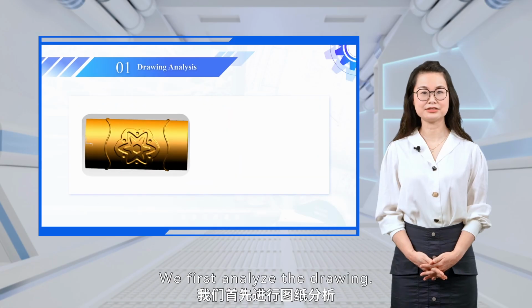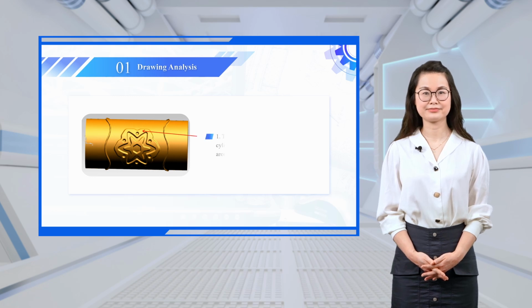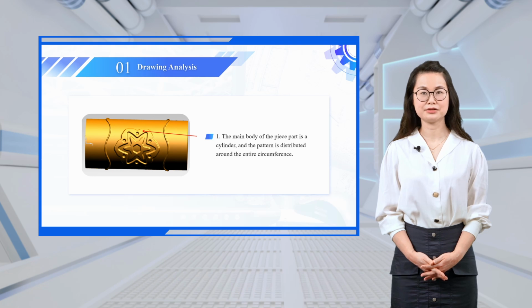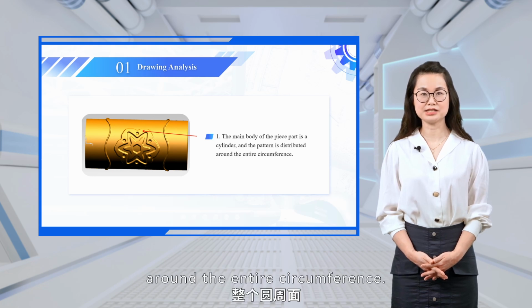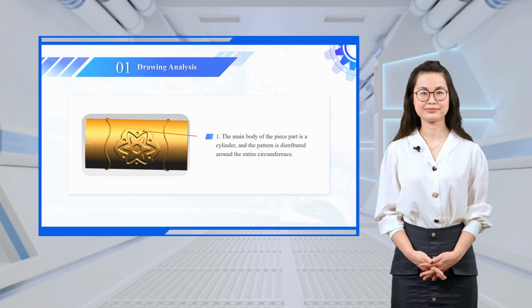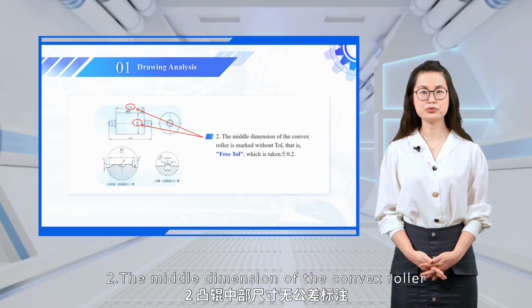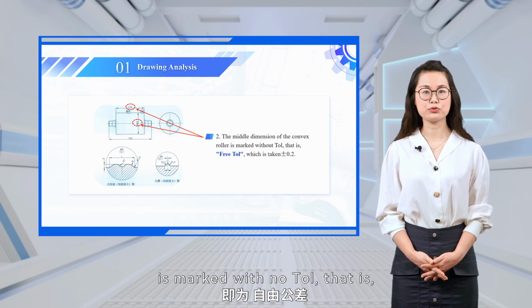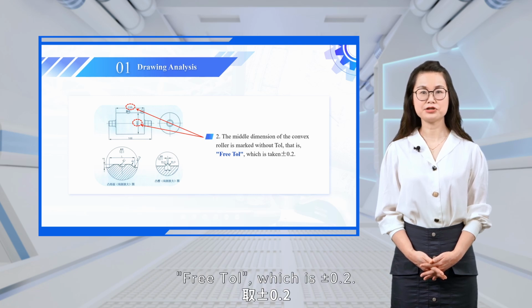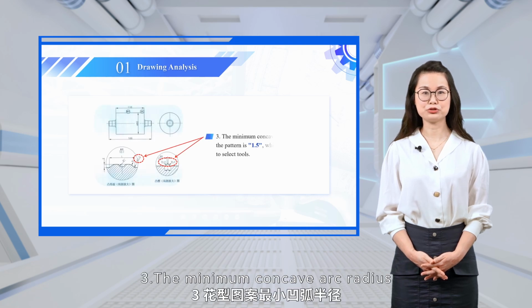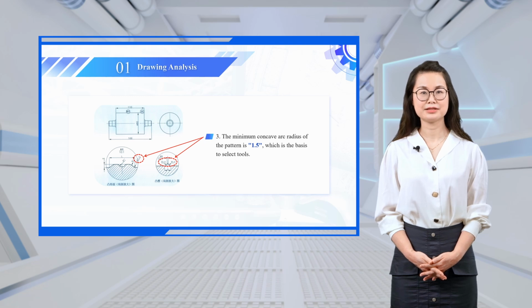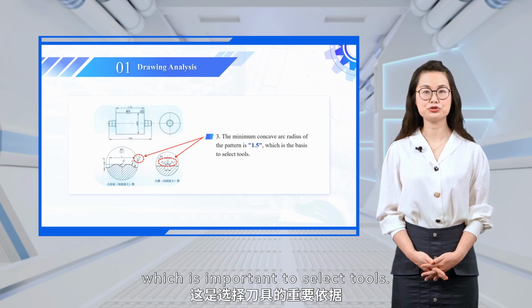We first analyze the drawing. 1. The main body of the part is a cylinder, and the pattern is distributed around the entire circumference. 2. The middle dimension of the convex roller is marked with no tolerance, that is, free tolerance, which is plus or minus 0.2. 3. The minimum concave arc radius of the pattern is 1.5, which is important for selecting tools.